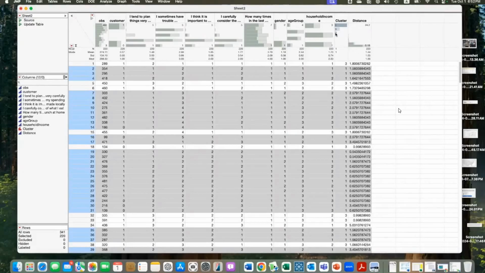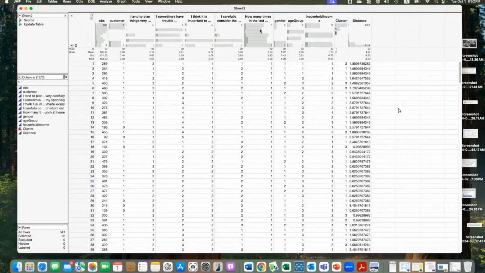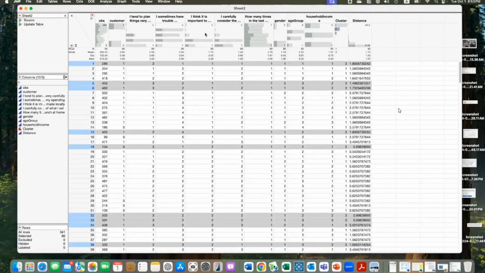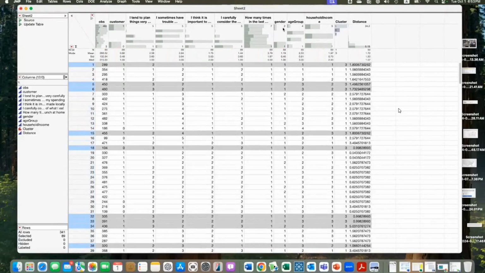Then let's see cluster 2. For cluster 2, we can see for gender it's a small percentage of gender 1, and for age group, mostly in age group 3, okay, and 2 and 3. And for household income, you can see over here, right? So that's one way you can easily have a peek at who the customers in each cluster are, in terms of age, gender, and household income, right?